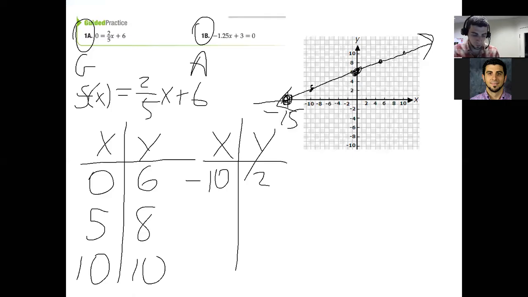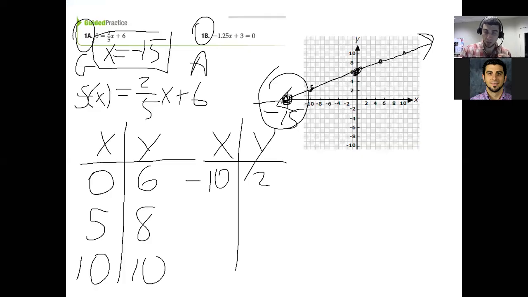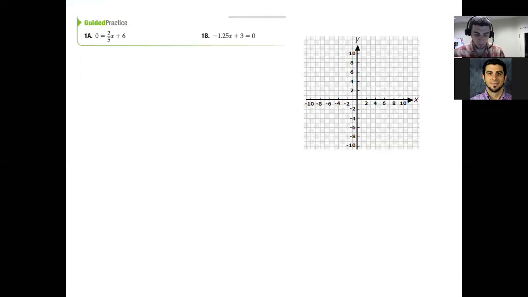All right, so the solution to that equation is x equals negative 15. That's also the x-intercept of the graph. It's the root of the equation. It's also known as the zero of the equation. All right, how about 1b?